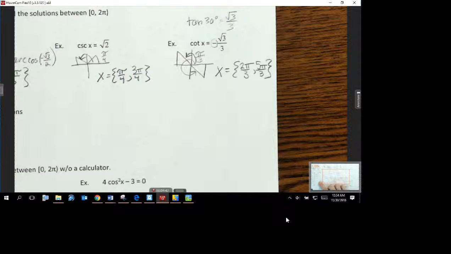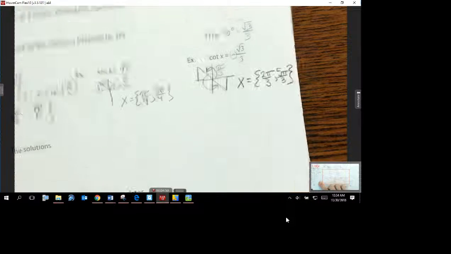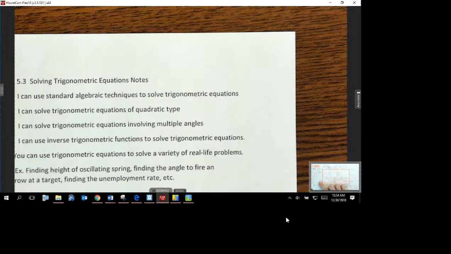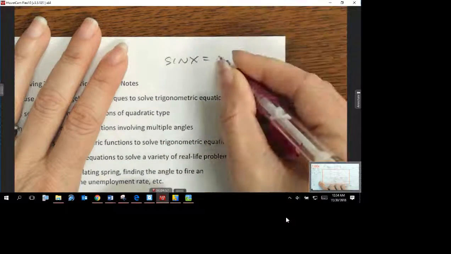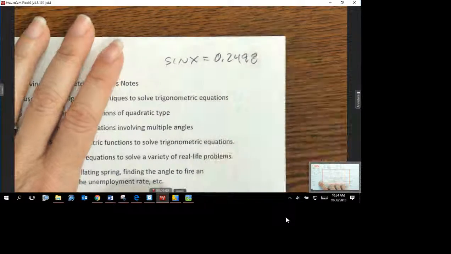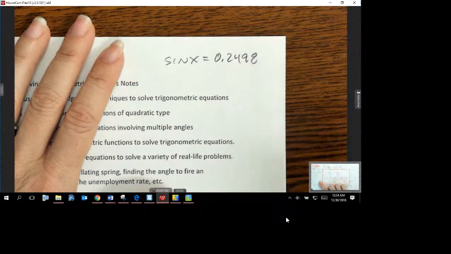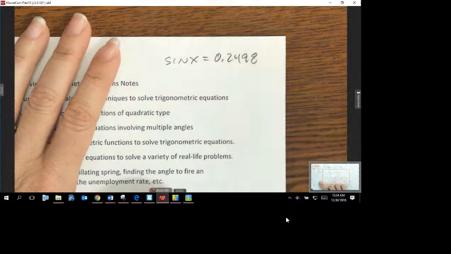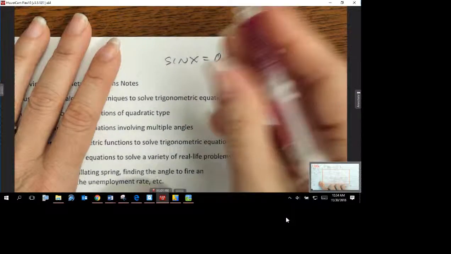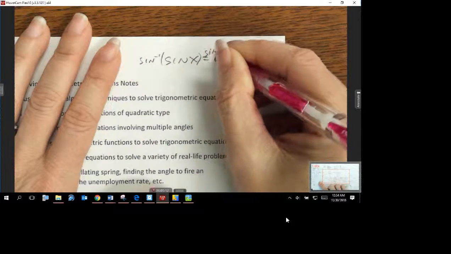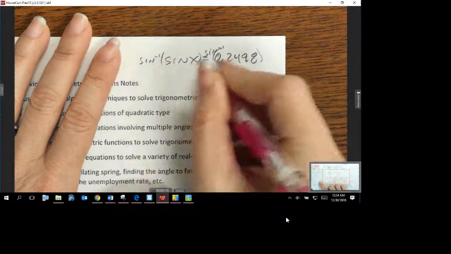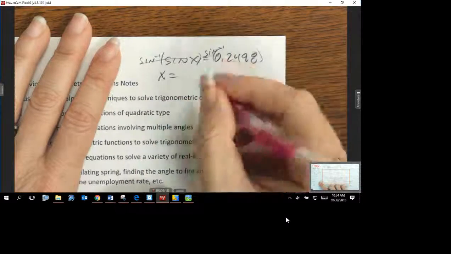Now I encourage you to get on that if you don't have those memorized still. Why did you write the whole arc thing in the beginning? Oh, I was just trying to bring up stuff we've done in the past, but if I gave you something like sine x equals 0.2498, then we would have to do arc sine or sine inverse. Remember, arc and sine inverse, same thing. You have to do that to both sides. Because that cancels out sine. That's how we get x by itself.